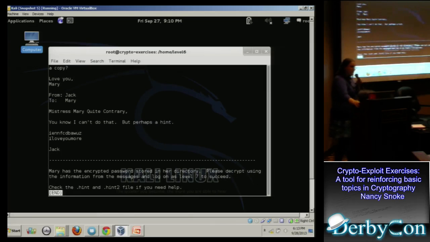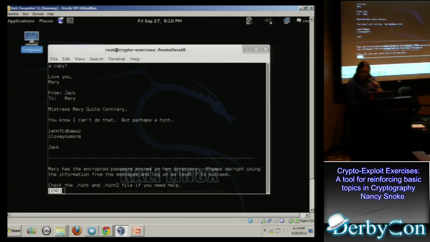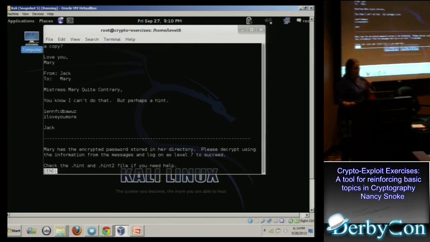And we see this, IENNFCDBAWUZ, with the "I love you more" between it, the exact same number. So, as the hint. And can't read that, can we? And we know that Mary has the encrypted password somewhere stored in her directory. And we're supposed to try to decrypt it with the information from the messages and log on as level 7. And we noted that there are 2 hint files.